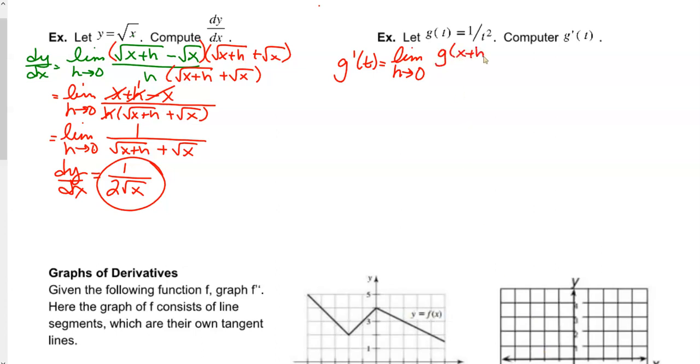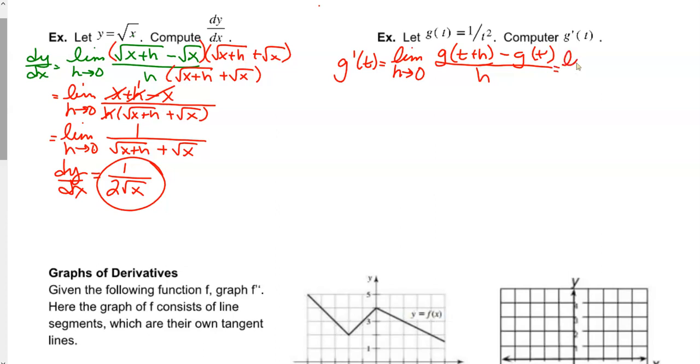Oh, wait a minute here. I need to change my variable. Undo. Change my function, change my variable to g of t plus h minus g of t all over h. Okay, so when they change the variables up, sometimes you get kind of messed up. All right, so we are going to plug in t plus h in for my variable. Then I'm going to subtract g of t all over h. So this is what we get.